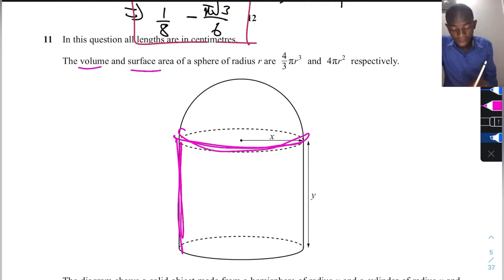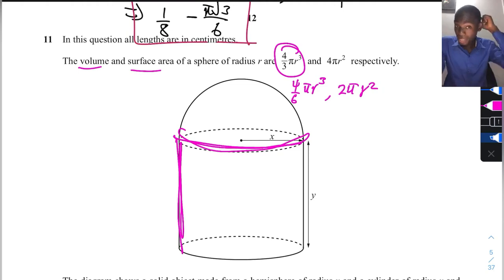All right. Now, this is for a full sphere, so let's divide that by 2. We're going to get 4 over 6 pi r cube, and then this is going to give us 2 pi r square. Very, very important. I'm speaking from experience. It happens.